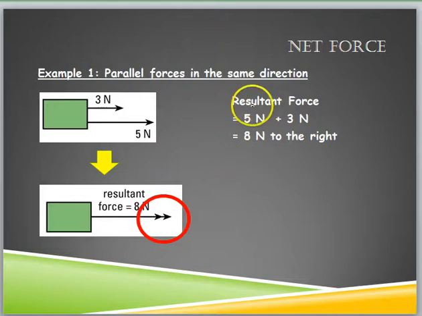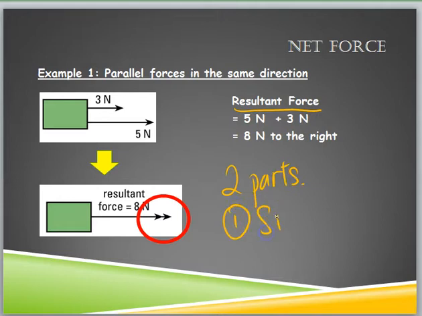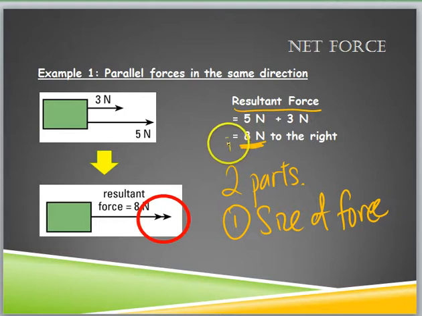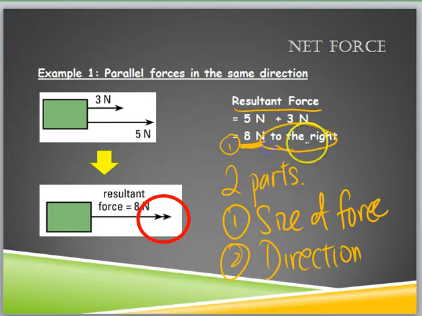Take note, whenever you calculate resultant force, there's always two parts. First one is the size of the force. So you can see here 8 Newton. This is part 1. The second part is what we term as the direction. So you can see here to the right. This is part 2. So the two parts that we need to see is the size and the direction of the force, of the resultant force in this case. So this is with regards to the calculation.